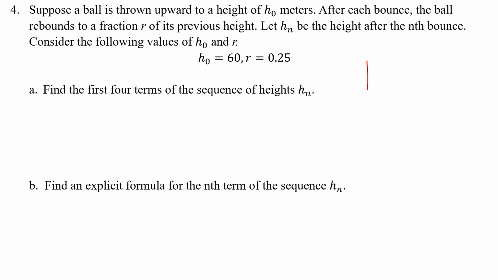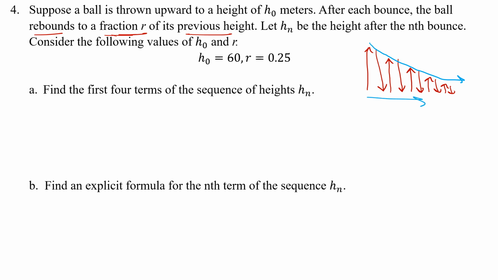So we throw a ball up to a height of h sub 0, and then it comes back down, but then it rebounds to a fraction of its height, meaning it won't bounce quite as high as the throw was. Then it comes back down, and if we let it keep bouncing, it won't bounce as high as it originally was thrown up. It's just a fraction of its previous height. So you can see that the height of that ball is going to decline as it continues to bounce.